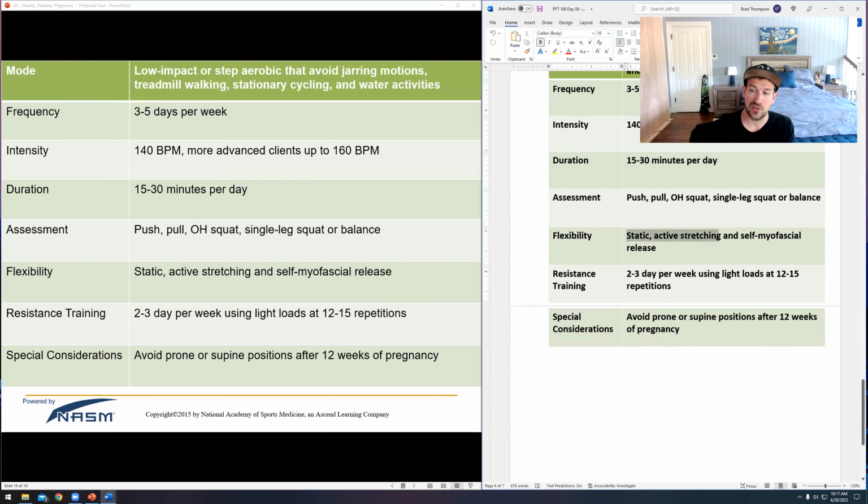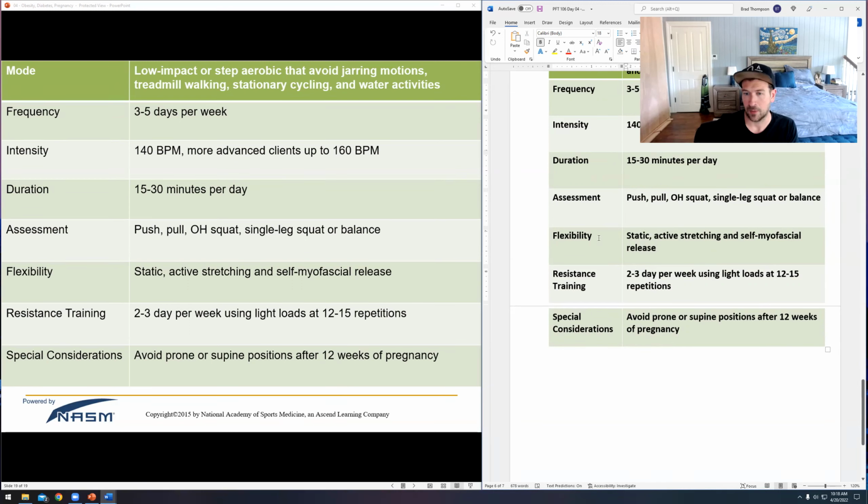In general, we're only going to do static or active stretching along with self-myofascial release. Simply avoiding dynamic exercises, which involve a lot of swinging and explosive movements, probably not recommended because they're high impact. Again, we're trying to avoid any of the high impact stuff. So butt kickers, high knees, things like that, not really recommended.